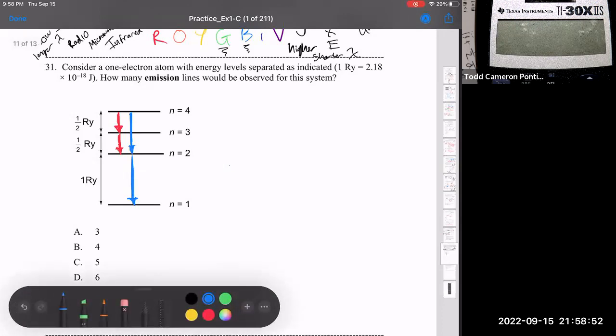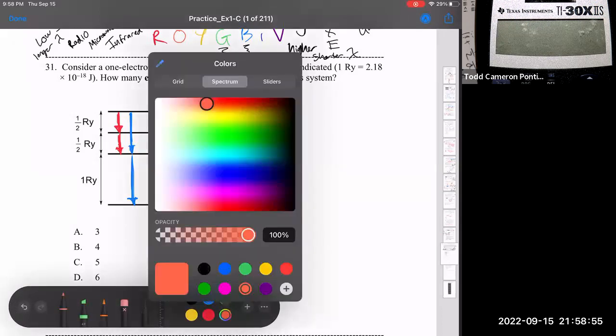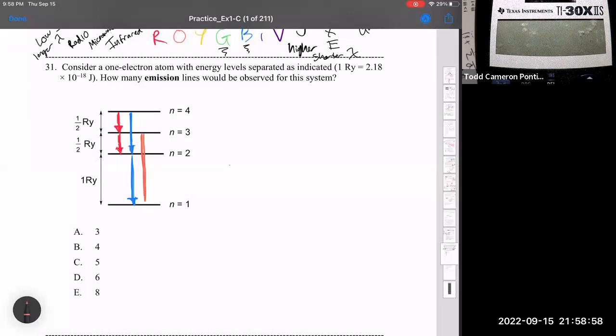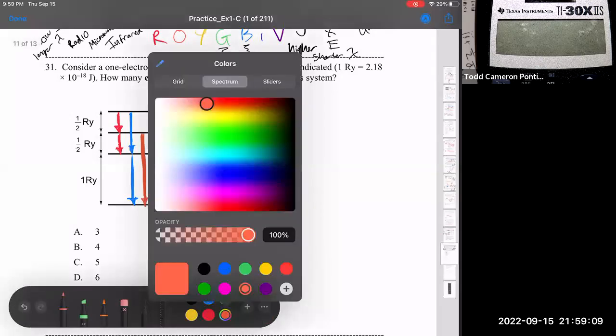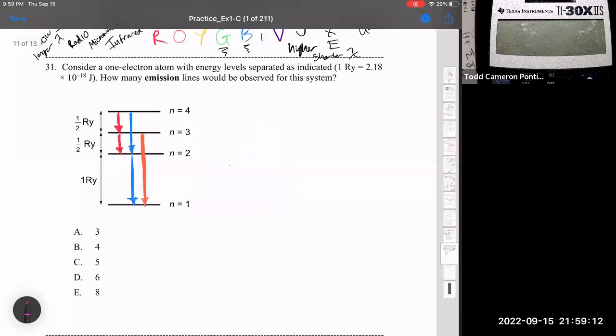If we go from 3 down to 1, this is a unique emission. It would be 1.5 Rydbergs. And then finally, if we go from 4 to 1, that would also be a unique emission. So there are 4 unique emission lines. So when you know how to do these problems, they're actually kind of fun. You just look for how many unique incremental changes there are. And we're done.